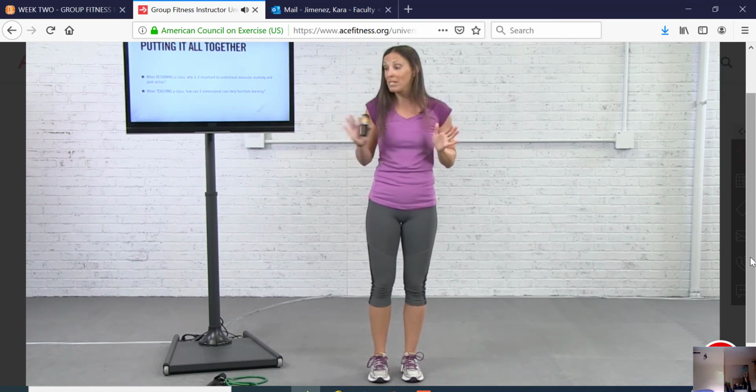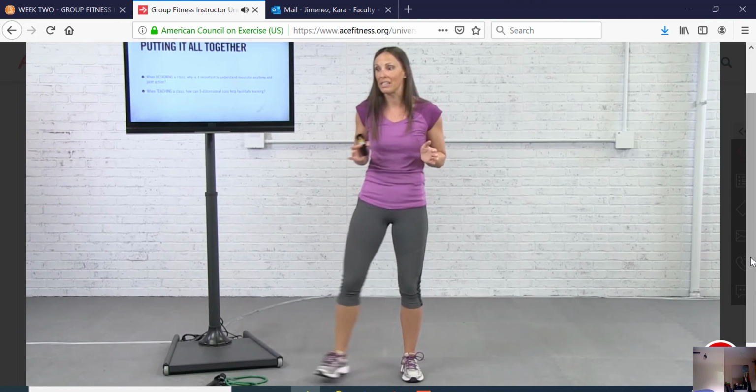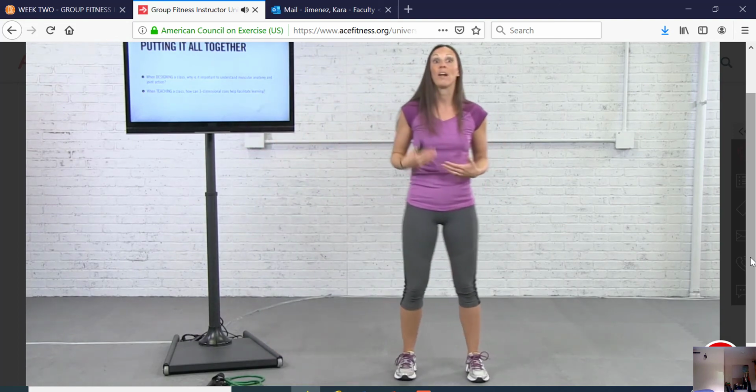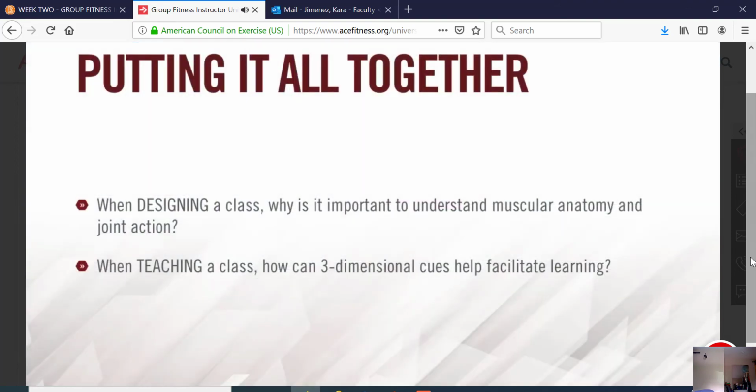You can also think about symmetry in your planes of motion. We don't want to always be moving in one plane of motion. It would be really boring to constantly be shuffling sideways in a dance class. We want to move forward, we want to move back, we want to change levels.